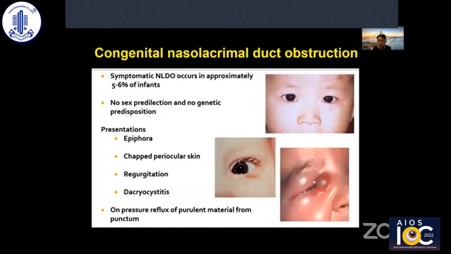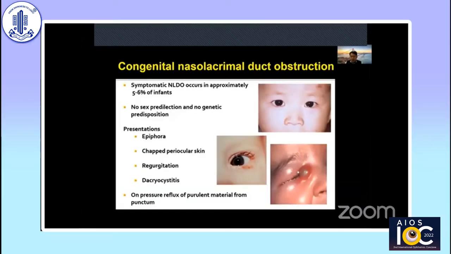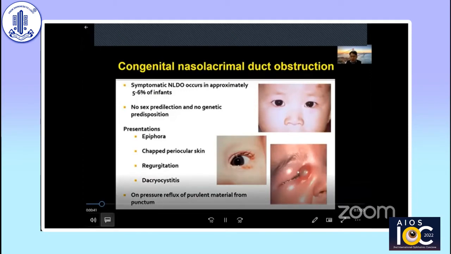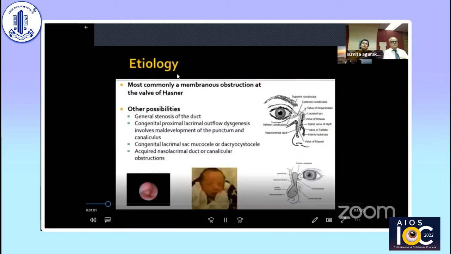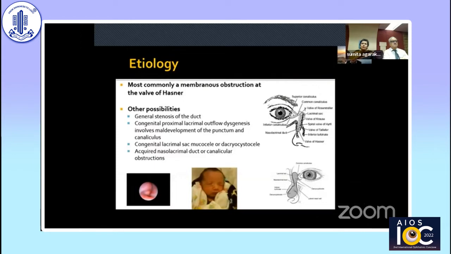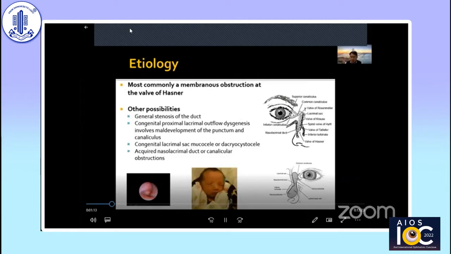As we all know, congenital NLDO is a very common occurrence, and it occurs in up to 6% of infants. And there is no sex predilection. The typical presentation includes tearing, periocular skin changes, regurgitation, pustular discharge, or in some cases, acute cystitis. We know that congenital NLDO is most commonly due to a membranous obstruction at the valve of Hasner, which is over here, the entrance of the nasolacrimal duct into the nasal cavity.